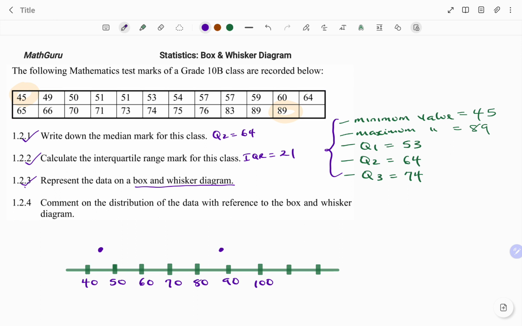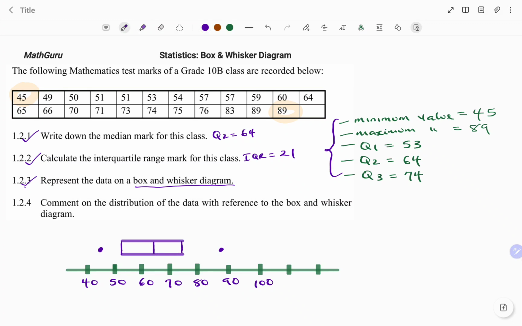Then my other 3 points, my Q1, 53. That's just there. Then I need my Q2, 64. Almost halfway between 60 and 70. Then I have my Q3, 74. That's also almost halfway between 70 and 80. And then I'm going to close up my box as shown.